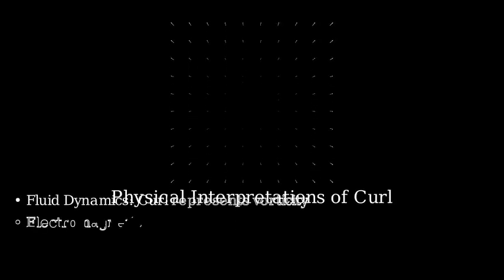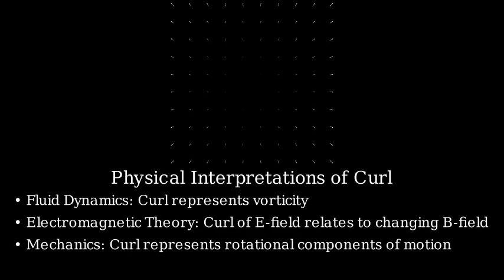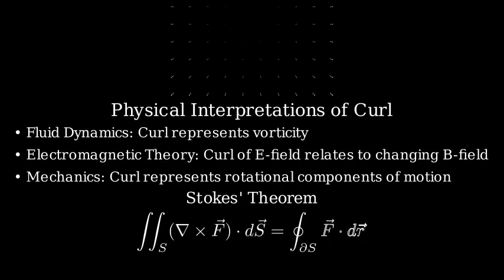Let's connect the curl to a physical interpretation. In fluid dynamics, the curl of the velocity field represents the vorticity, or local rotation, of the fluid. The curl also appears in Stokes' theorem, which relates the surface integral of the curl over a surface to the line integral of the vector field around the boundary of that surface.